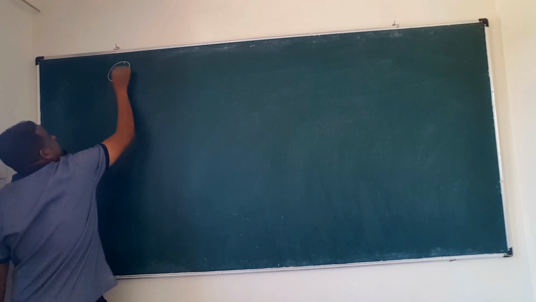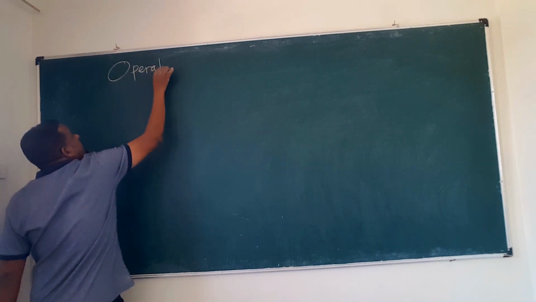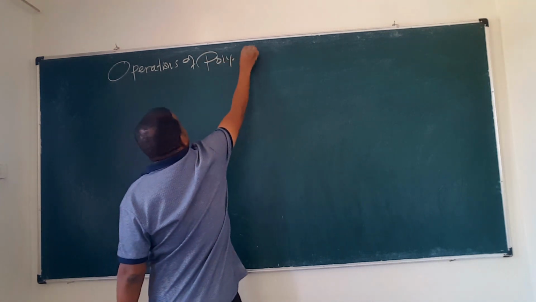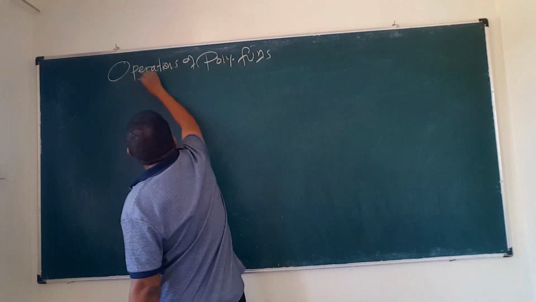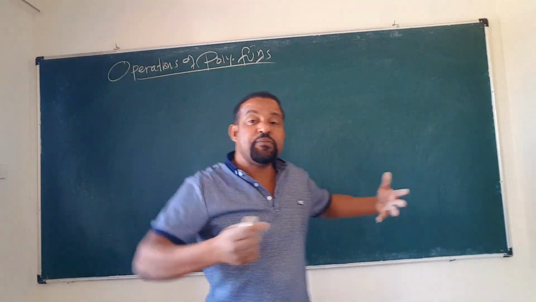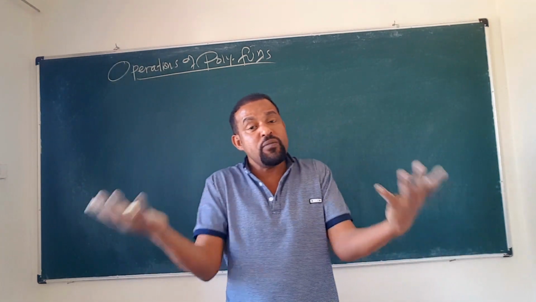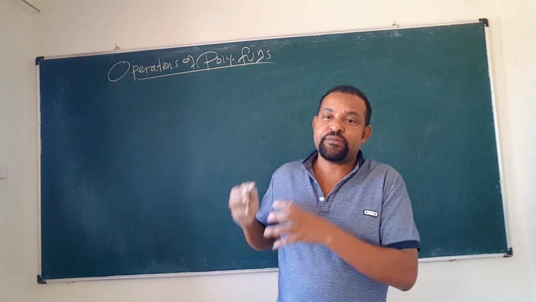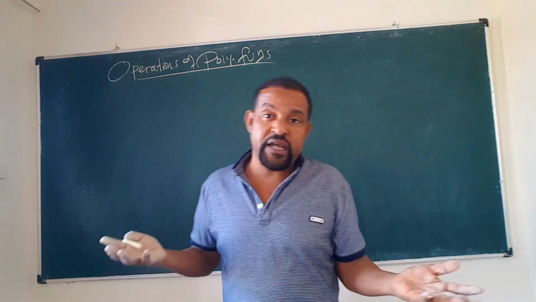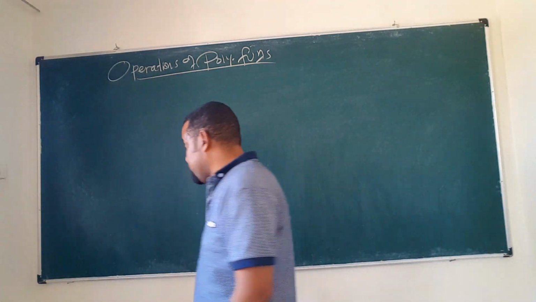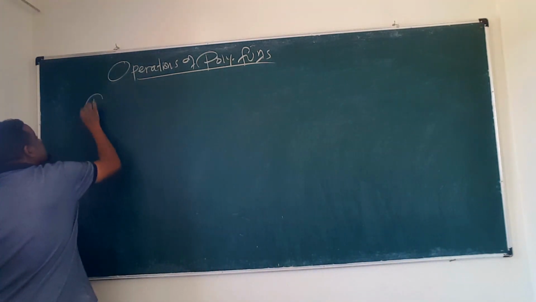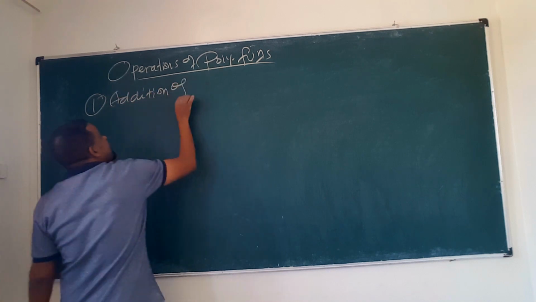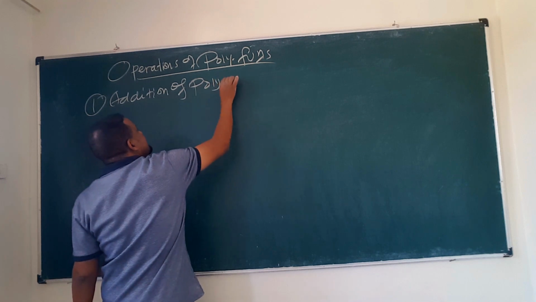Now let's discuss the operations of polynomials. Polynomial operations: that means addition, subtraction, multiplication, and division of polynomials. So polynomial functions, since they are functions, can be added, subtracted, divided one by the other, and multiplied, of course. So the first one is addition of polynomials.